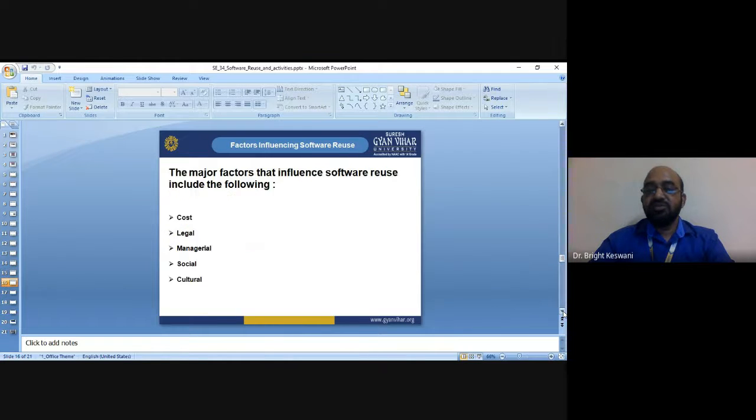software reuse. Let us discuss factors influencing software reuse. The major factors that influence software reuse include cost, legal, managerial, social, and cultural issues.